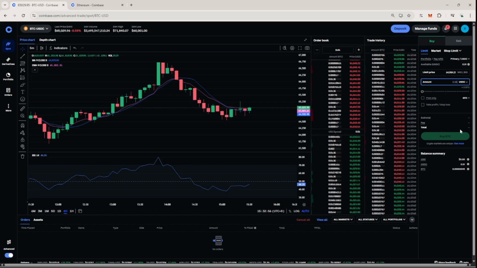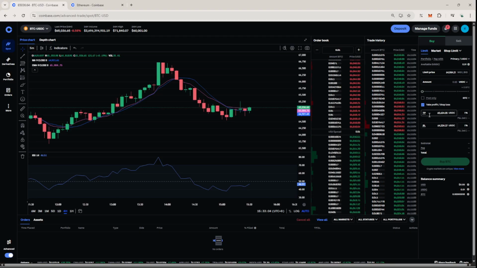If you want protection during volatile moves, consider a stop limit order as an alternative. With a stop limit, you set a stop price that, when reached, places your limit sell automatically. It's useful for locking in gains or capping losses if the price drops. Just remember, the limit price controls the minimum you'll accept, so set it thoughtfully to improve your chance of getting filled once the stop triggers.